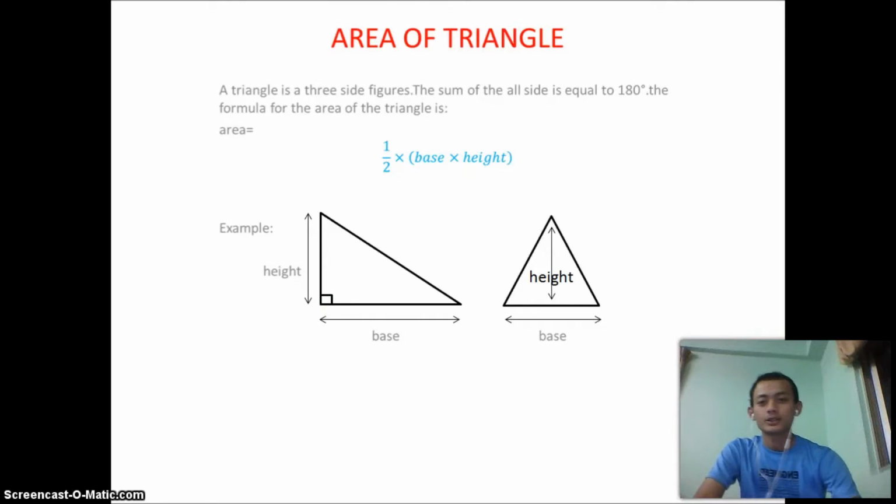Hi guys, today we will learn how to find the area of a triangle, a rectangle and a square. First, we start with a triangle.